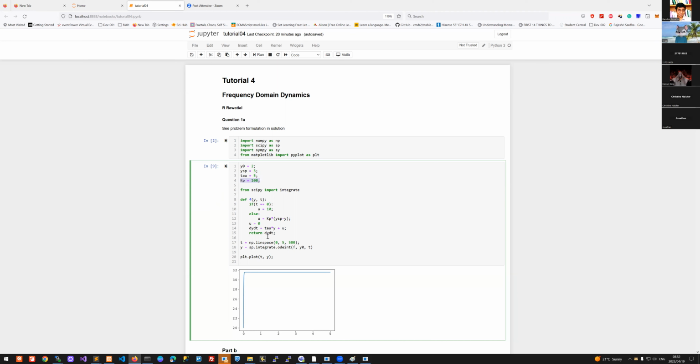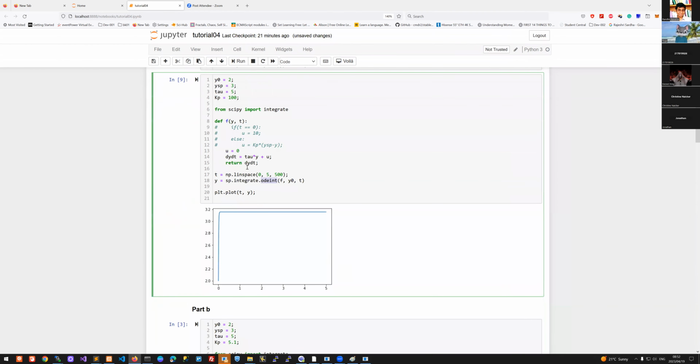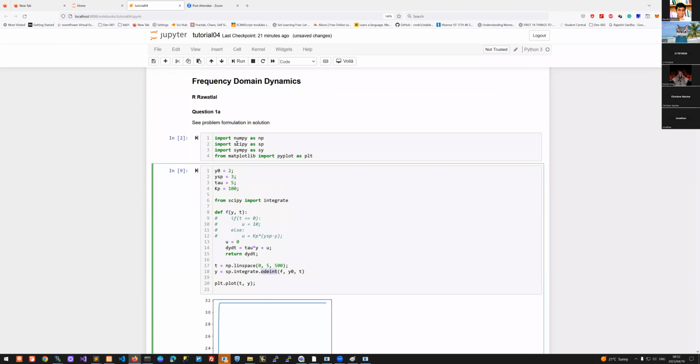And then here's our differential equation. We don't need any of these things because we aren't exerting control yet. So we are saying u equals 0, dy/dt is tau times y. And so that's our differential equation defined. So that's your syntax for odeint, right? If you want to use Python to simulate ODEs, you use the SciPy library. So you import SciPy, and then there's integrate, and specifically odeint, that's in SciPy.